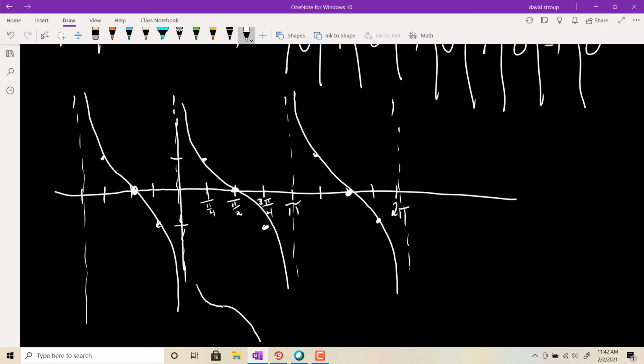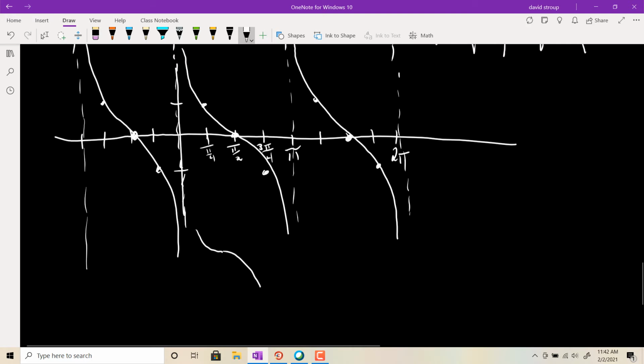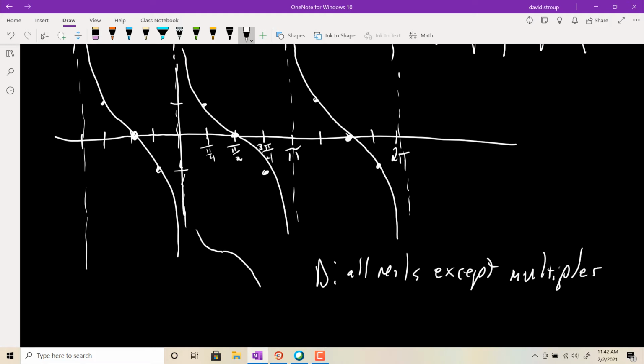Okay, so the domain issue then. The domain, again, is kind of weird to write out. We'll just say all real numbers except multiples of pi. If you wanted to write a formula for that, like we were doing last time, you could say n pi, where n is one of those integers: negative 1, negative 2, 0, 1, 2, 3, 4, negative 3, negative 4, those numbers. Okay, that will give you a formula.